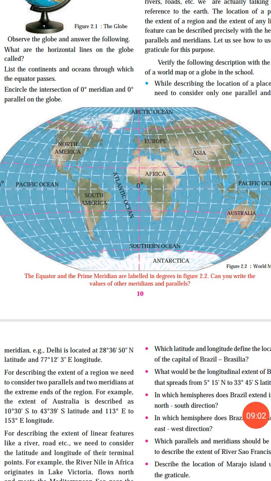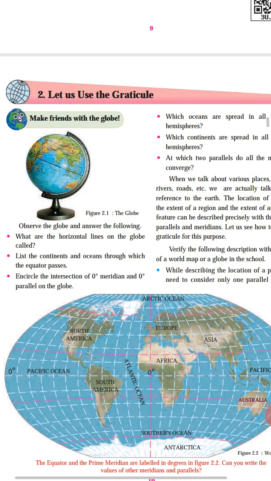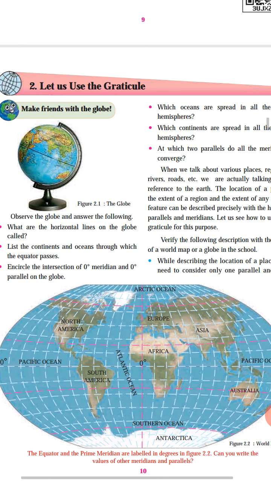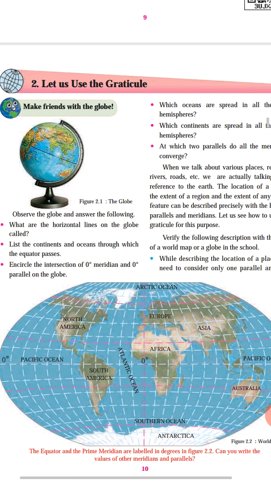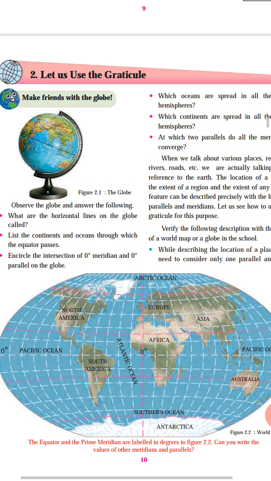Now students, in the next lecture we are going to learn how to use the parallels and meridians to find the location of a place, the location of a region, and to extend linear features. All these 3 we are going to learn in the next lecture. Okay students, till now we have completed our first point and we solved the following questions also. You should write the answers in your notebook.